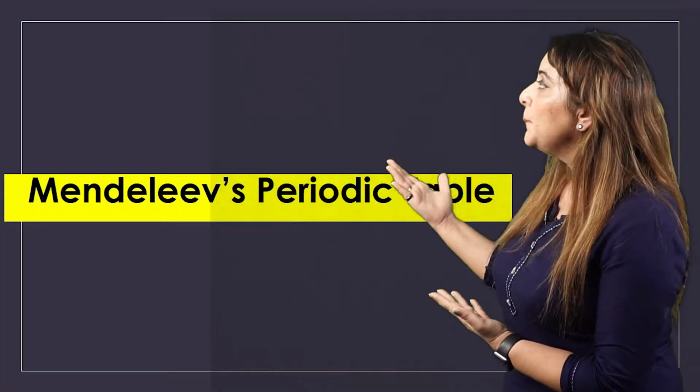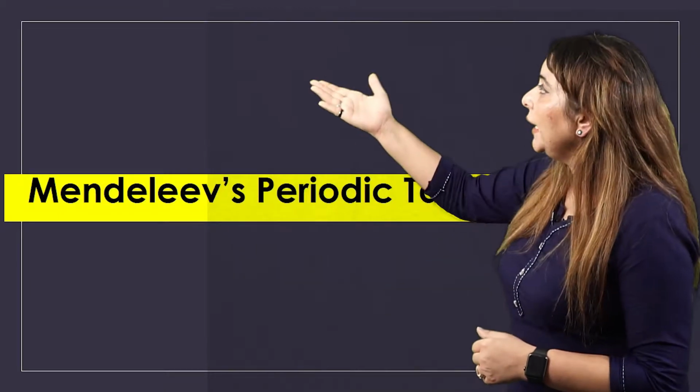Another attempt was made by Mendeleev. So it is Mendeleev's classification. This classification was given in the year 1869, and I must tell you that it actually helped a lot in understanding the elements, that is, their properties and classification. He gave rise to a new concept of classifying the elements, that is, he discovered the periodic table.